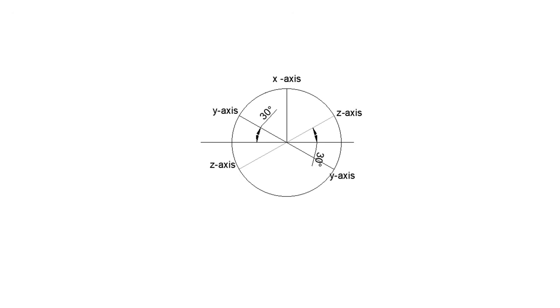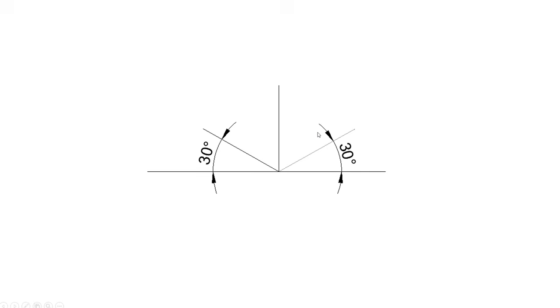Now if you extend this z-axis like this and y-axis like this, and if you draw a reference line like this, this angle will be 30 degrees and this will be 30 degrees. Now this is the basics of isometric projection. Now you have x-axis like this, z-axis like this and y-axis like this, and this angle will be 30 degrees.